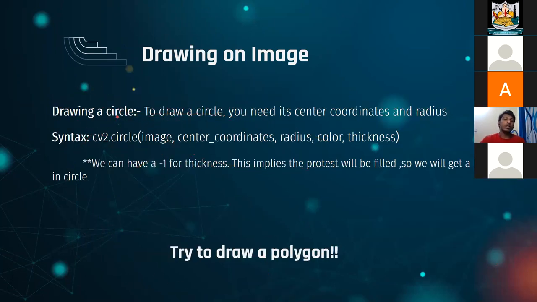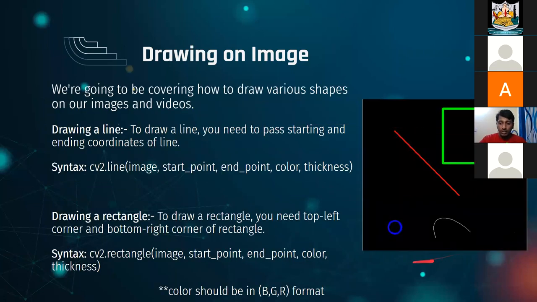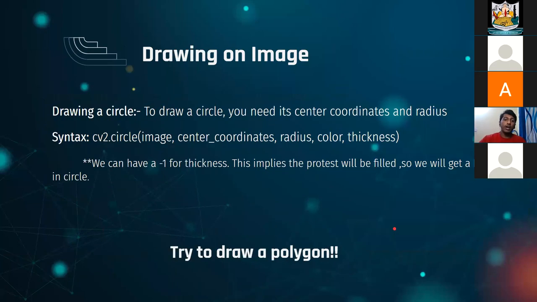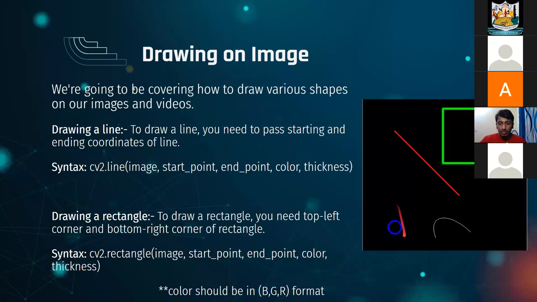Next, how to draw a circle? A circle is, as you might know, defined by its center and radius. So to draw a circle, you need the center, which is the xy coordinate of the center, and the radius of the circle. The radius is in pixels. Everything is measured in number of pixels.